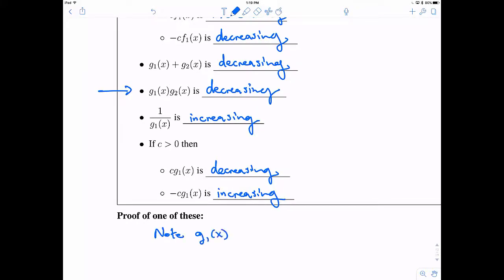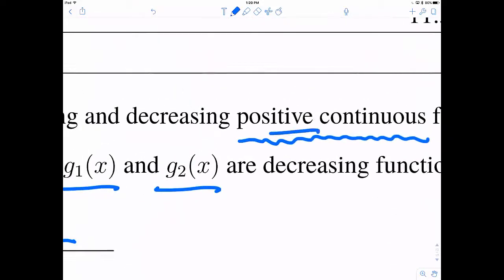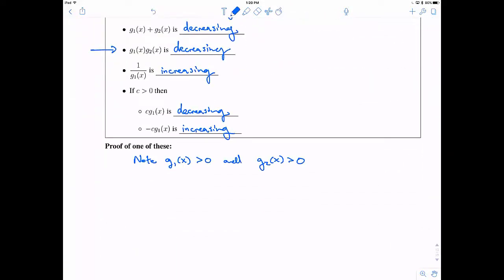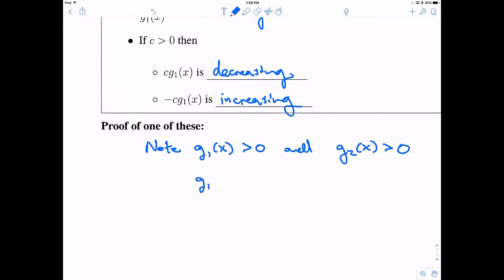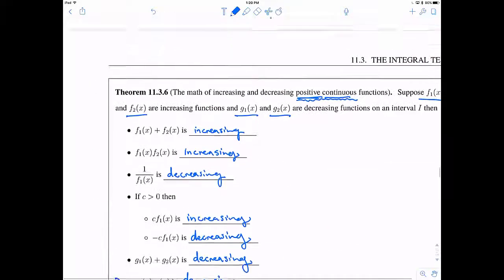So the first thing I want to note is that g1 of x is greater than 0 and g2 of x is greater than 0. This is for all x in our interval. Why is this? Because it's a positive and continuous function. So therefore, it's greater than 0. Now I also claim that the derivatives are negative, right? So the derivative of g1 at x is less than 0, and the derivative of g2 at x is less than 0.